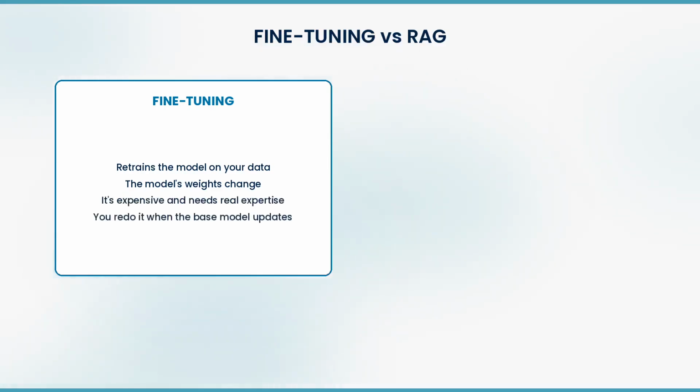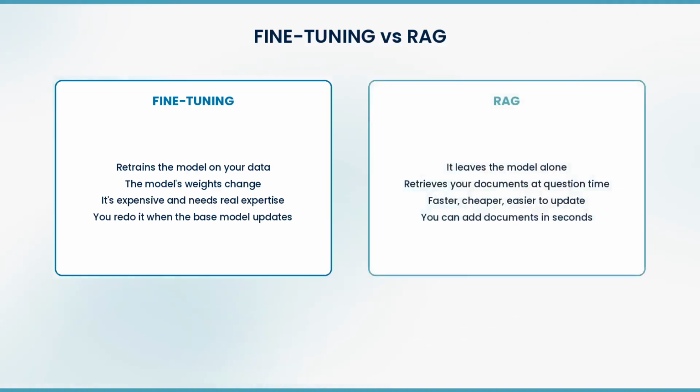That sounds appealing, but it's expensive. It needs real technical expertise. And every time the base model updates, you redo it. For most marketing use cases, RAG wins. Faster, cheaper, easier to update, and you can add documents in seconds. Fine-tuning is right when you need the model to consistently behave a specific way, and RAG can't get you there.